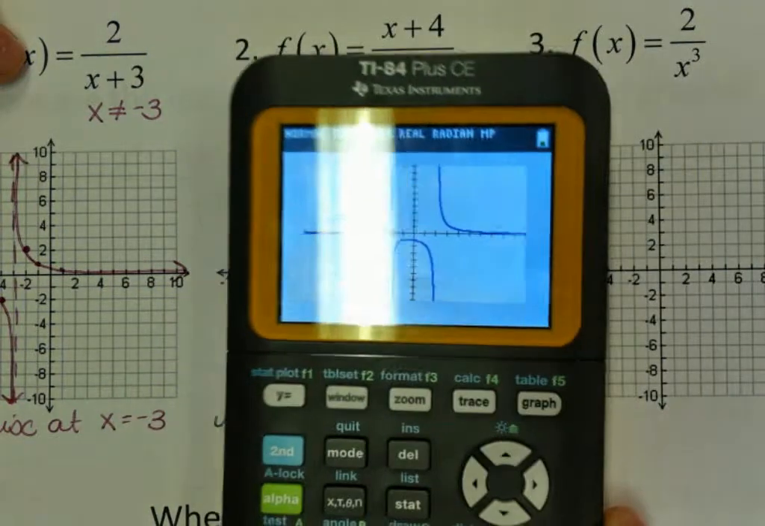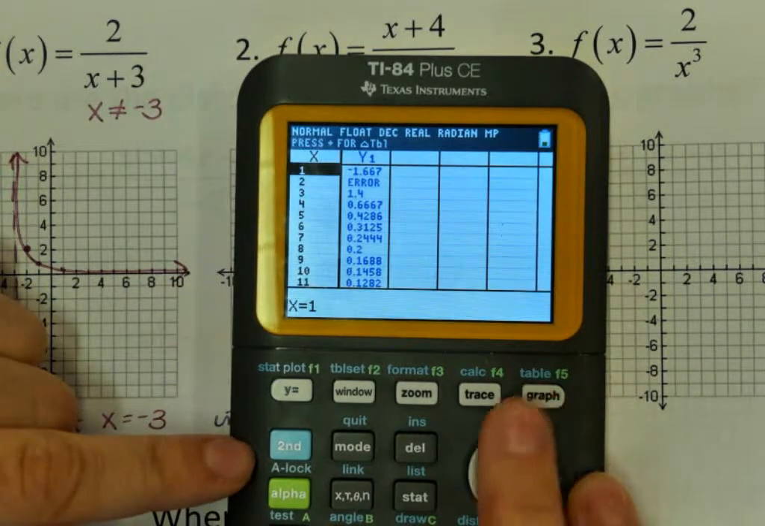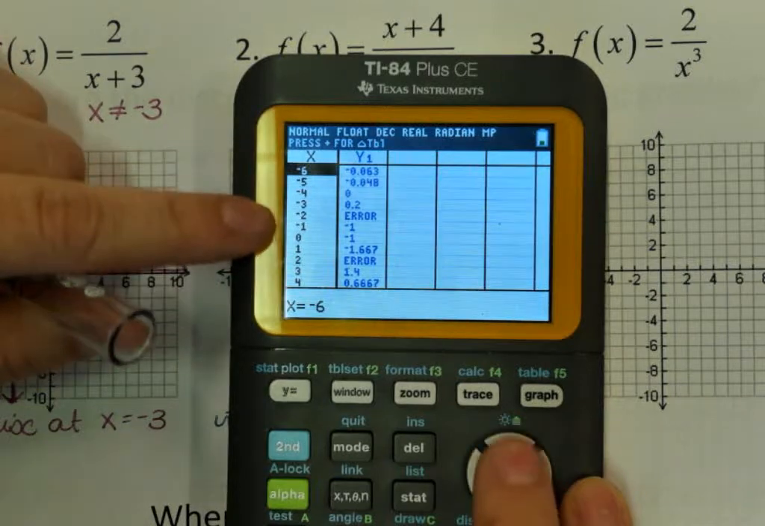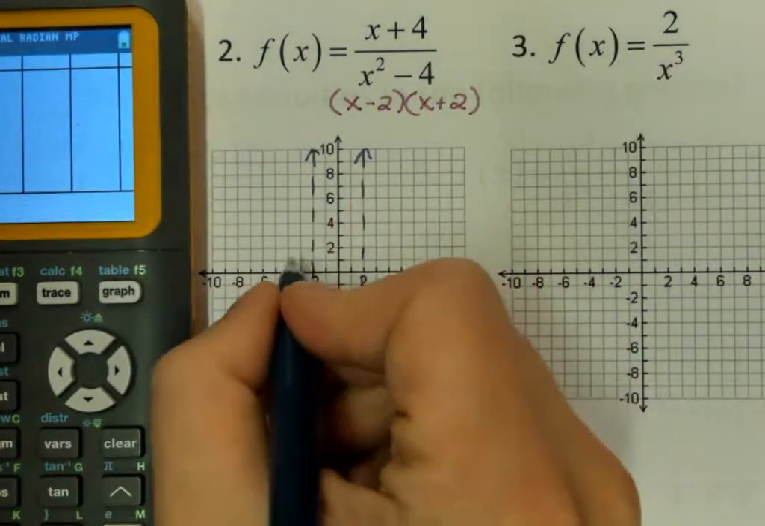Okay? And then to make sure this graphs nicely, all I need to do is go to my table again and try to find some nice points. So actually it looks kind of weird here. My nicest points I see are at -4, 0.